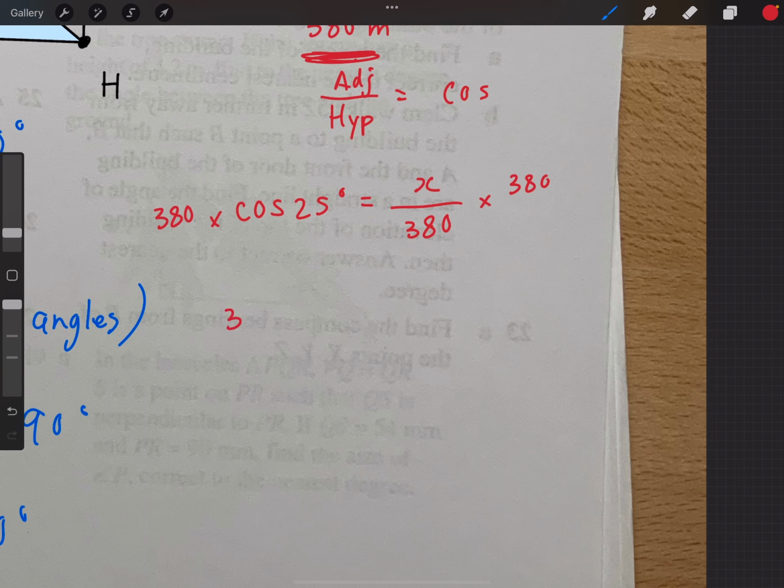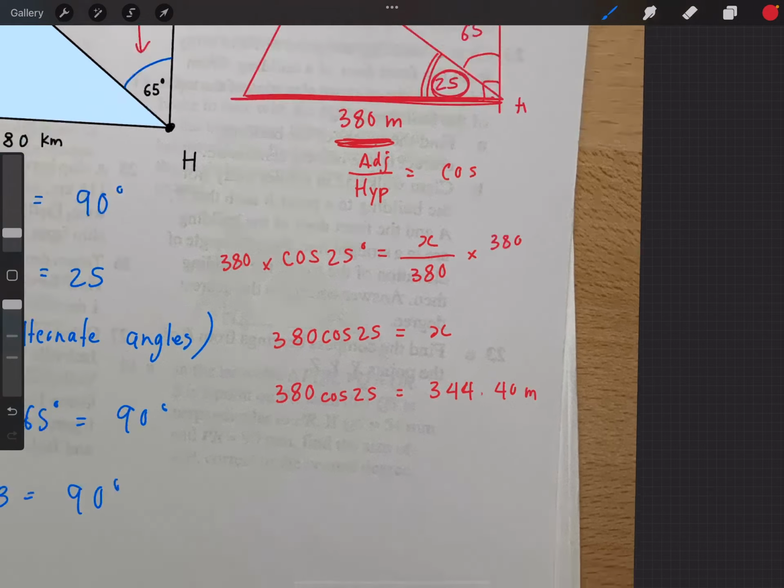And you're going to have 380 cos 25 is equal to x. So on your calculator do 380 cos 25, and then you'll see what the answer is. So 380 cos 25 will give you the answer of 344.39. Okay, there you go. And this will be in meters.